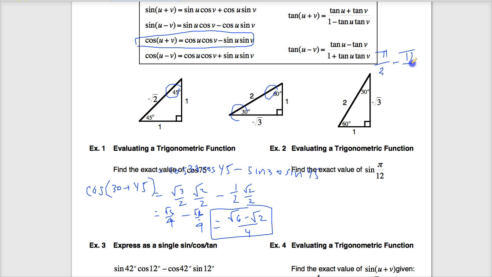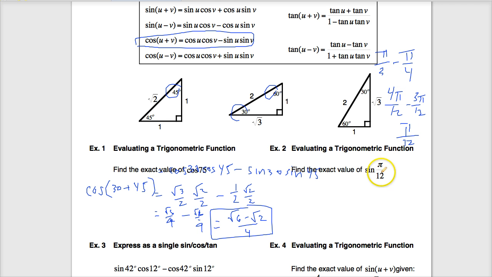If I did pi over 3 minus pi over 4, and I found a common denominator, this one would be 4 pi over 12, and this would be 3 pi over 12. And then the whole thing means pi over 12. So you don't have to believe me, and again, this is practice. You'll see pi over 12 a lot. You should know that pi over 12 means the same thing as pi over 3 minus pi over 4.